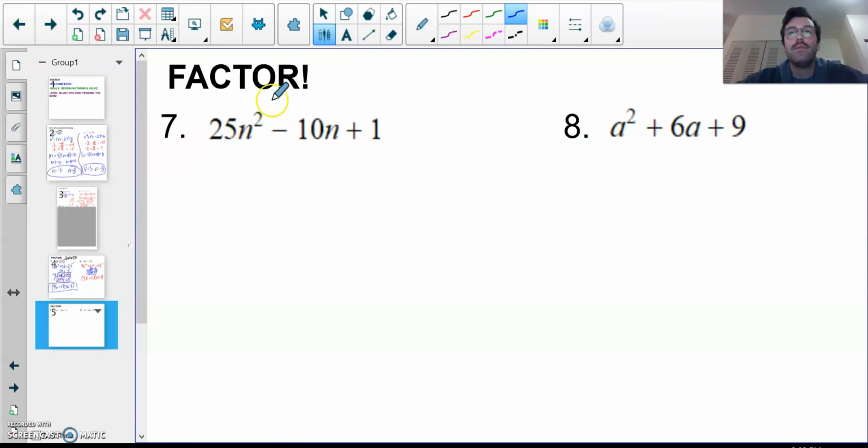Here we go. Let's do some more. I noticed that... is there a greatest common factor? No, there's not. Since there isn't, I know that 25 is a perfect square and 1 is a perfect square, isn't it? Yes, it is.